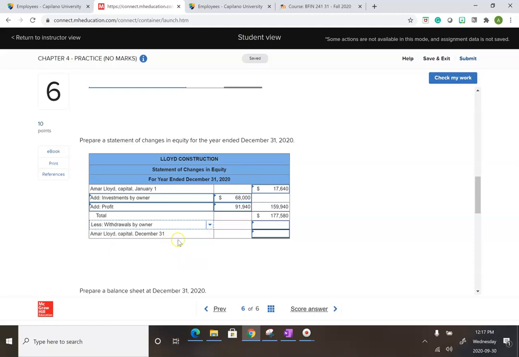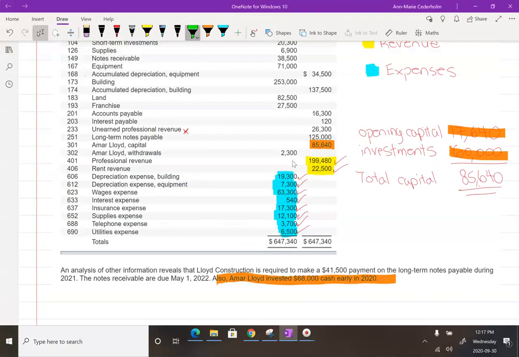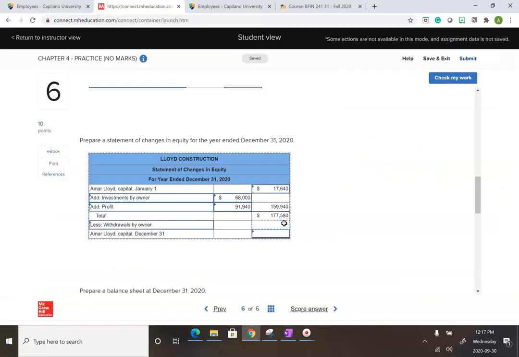Now the last thing I have to do is subtract the withdrawals by the owner. Less withdrawals by the owner. And that amount you can get from the trial balance as well. Okay, so it would be right here, Amar Lloyd withdrawals. Hopefully I'm saying that name right. So I'm going to subtract the 2,300.